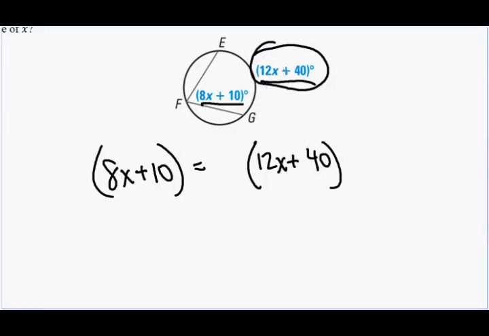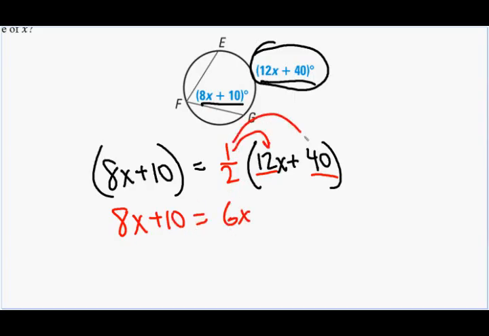So if we take this arc and chop it in half, we'll get the angle. So if we distribute a half here, which I don't mind doing because these are both even numbers, it'll work out nice. 8x plus 10 equals half of 12x is 6x, half of 40 is 20.